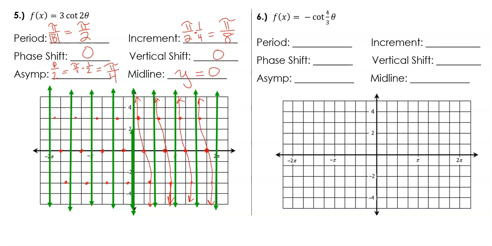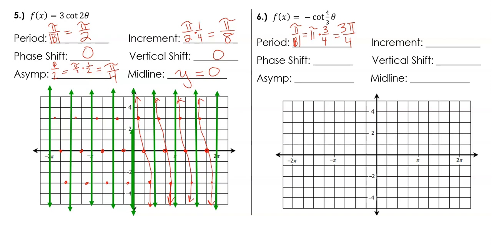All right, let's take a look at the next one. We have a negative cotangent, so we're still looking at the cotangent. My period is still pi over b. My b value here is 4/3. So if I'm dividing by 4/3, this is saying the same thing as pi times 3/4. So my period here is going to be 3 pi over 4.